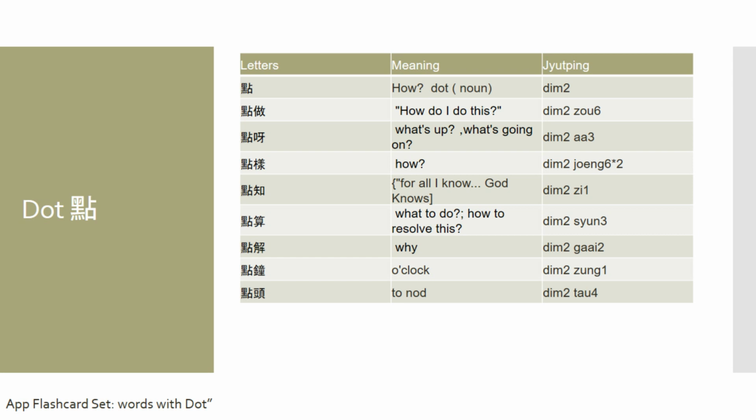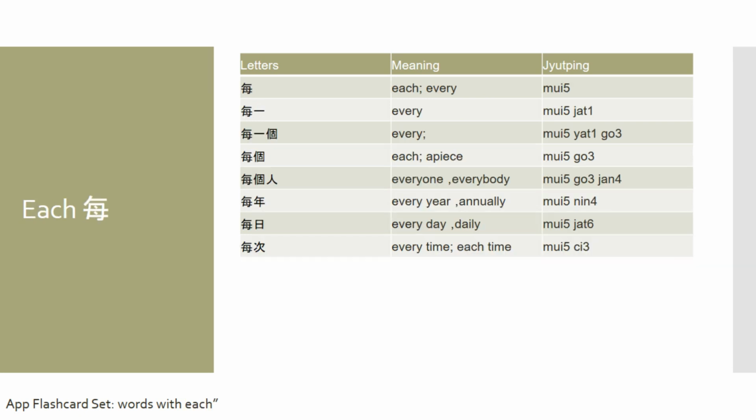Now, if you wanted to say o'clock in Cantonese, it will be dim zhong. So for example, if you want to say 3 o'clock, then you will say sam dim zhong. Now, if you want to say to nod in Cantonese, then you will say dim tao. Now, if you wish to review these in our Android app, it will be under the flashcard set named Words with Dots.